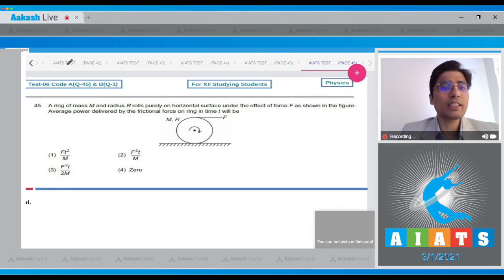Moving on to the question number 45. In this question, a ring of mass m and radius r rolls purely on a horizontal surface under the effect of force F as shown in the figure. The average power delivered by the frictional force on the ring in time t will be.